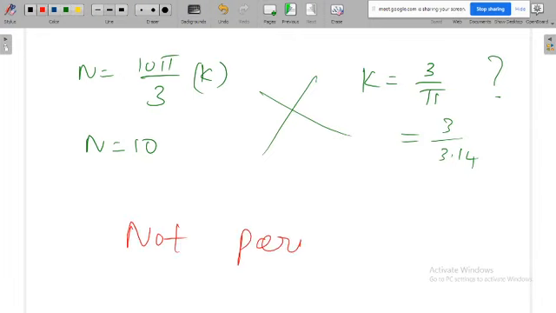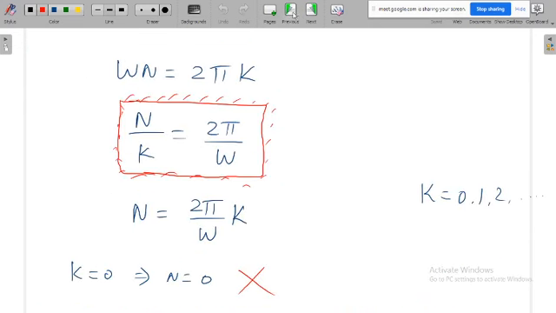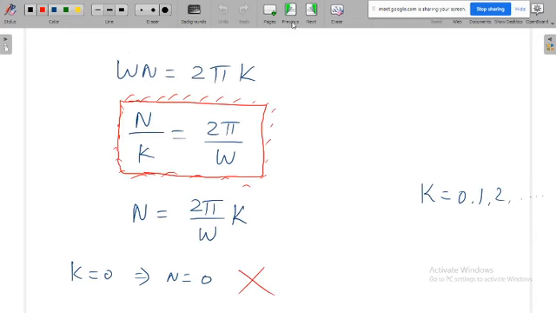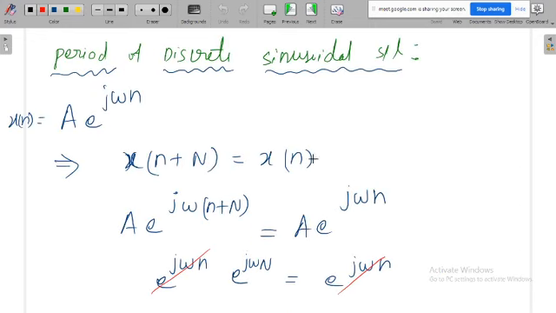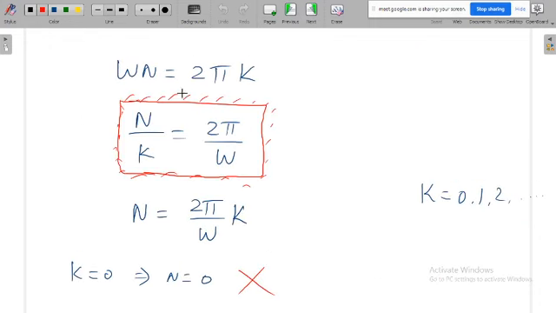This signal is not periodic, because strictly we have to follow the condition for the sinusoidal signal, as we started with this definition. We took the sinusoidal signal format. If it is periodic, it has to satisfy this condition. Finally we are getting this condition, and k is also an integer, n is also an integer. That means by putting k as an integer, you have to get n as an integer, then only is the signal periodic, or otherwise not periodic.